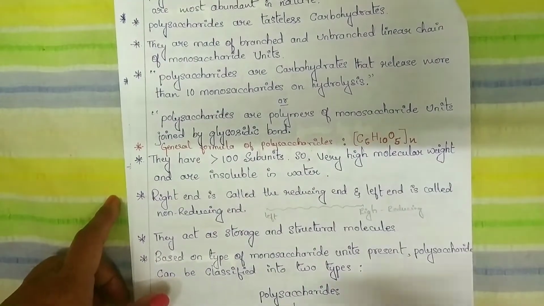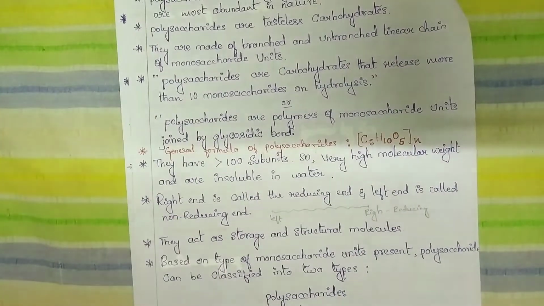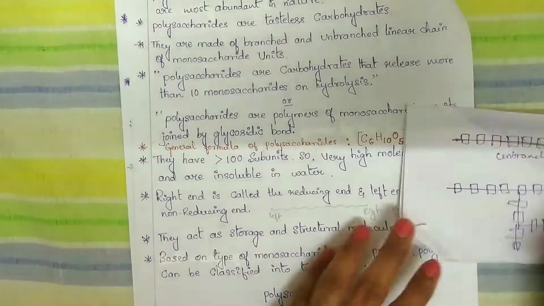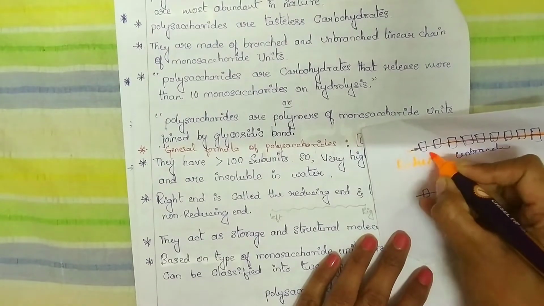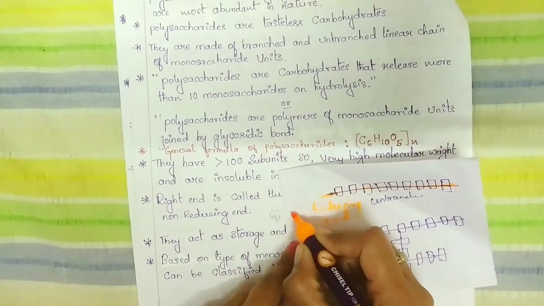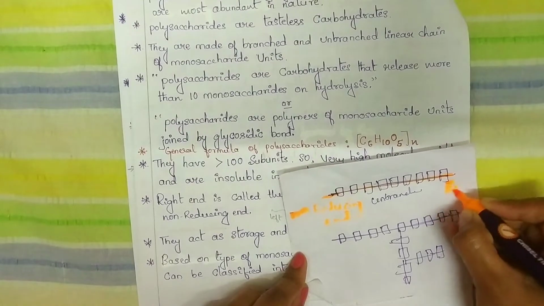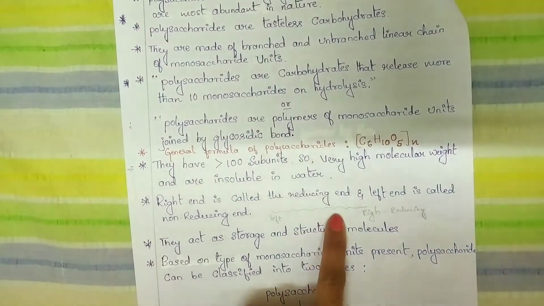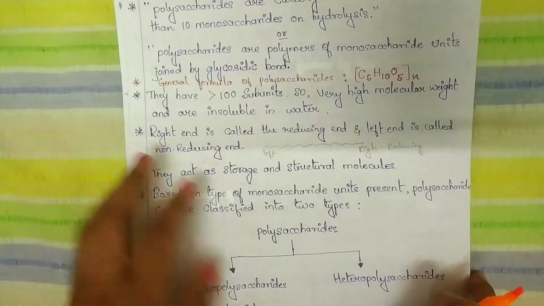And they have a right end called the reducing end, and if you look here, as I explained, this one is a polysaccharide, and here the right end is called the reducing end, and the left side is the non-reducing end. This is the right side, the reducing end. I guess I have written it here itself.